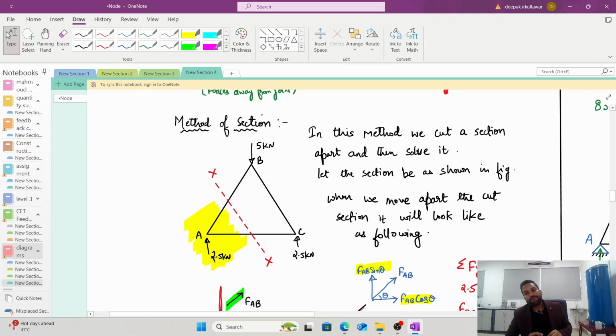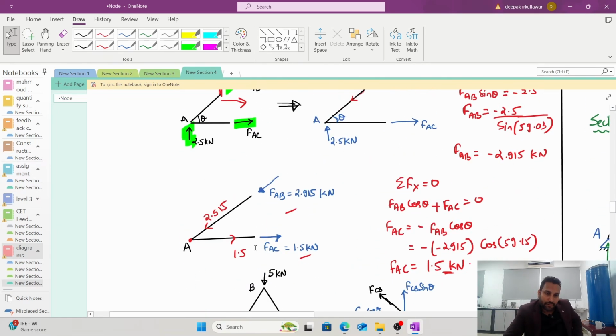So, if in the examination they do not mention which method you need to take, you can choose any one of these methods, whichever you feel easier or whichever you are comfortable with, and you will get the same answers. But if in the examination they ask you to solve the truss using method of section, you need to solve by method of section, you should not solve by method of joint. That is why I am teaching you both the methods. So, this is all about method of section.